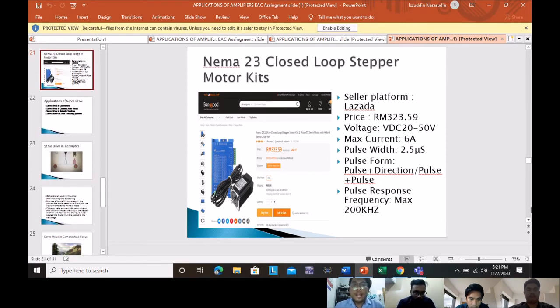Last is the NEMA 23 closed loop stepper motor kit, and the seller platform of this product is Lazada. The price is 323 ringgit and 59 cents, and the voltage is VDC 20 volt to 50 volt. Maximum current is 6 amp. Fast speed at 2.5 microsecond. Fast pulse plus direction, or fast pulse plus pulse. The fast response frequency is maximum 200 kilohertz.